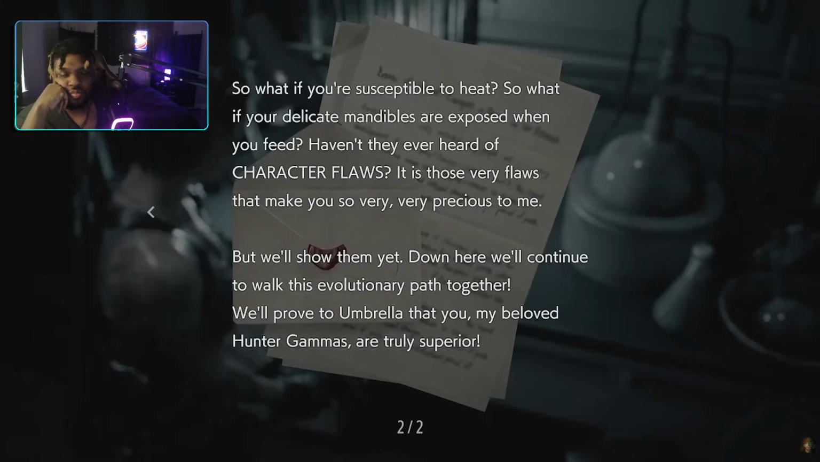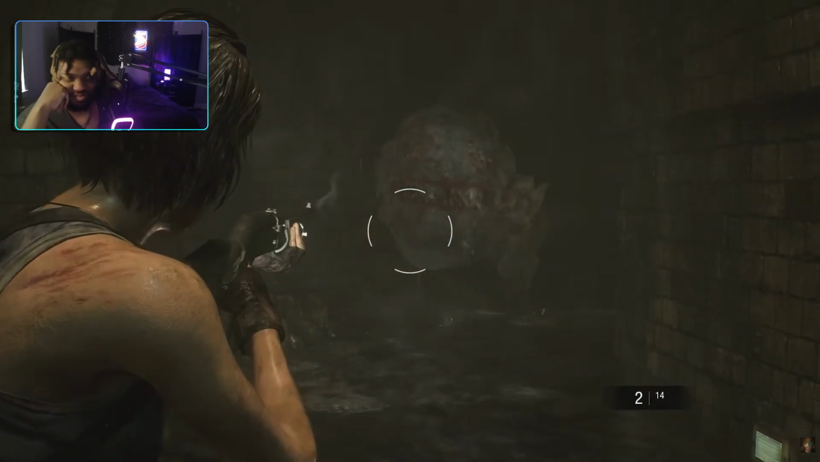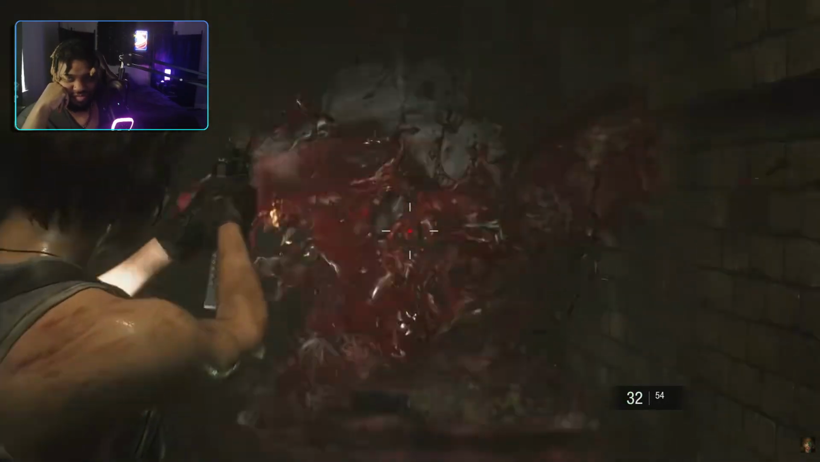Carlyle had been nurturing these creatures and had developed a fatherly love for them. He'd seen them in action and wanted to report progress back to Umbrella's European branch. Taking out what's left of Carlyle's Hunter Gammas, Jill finds her way out via a ladder.